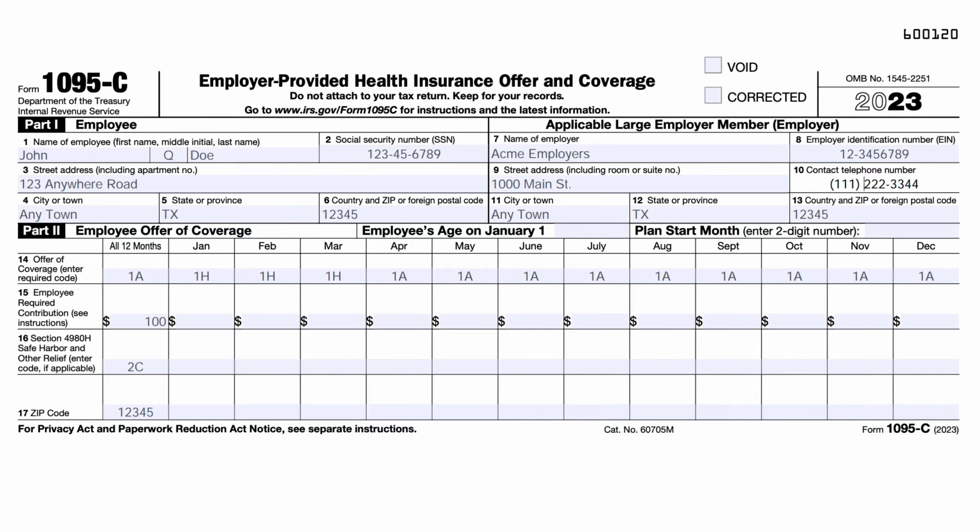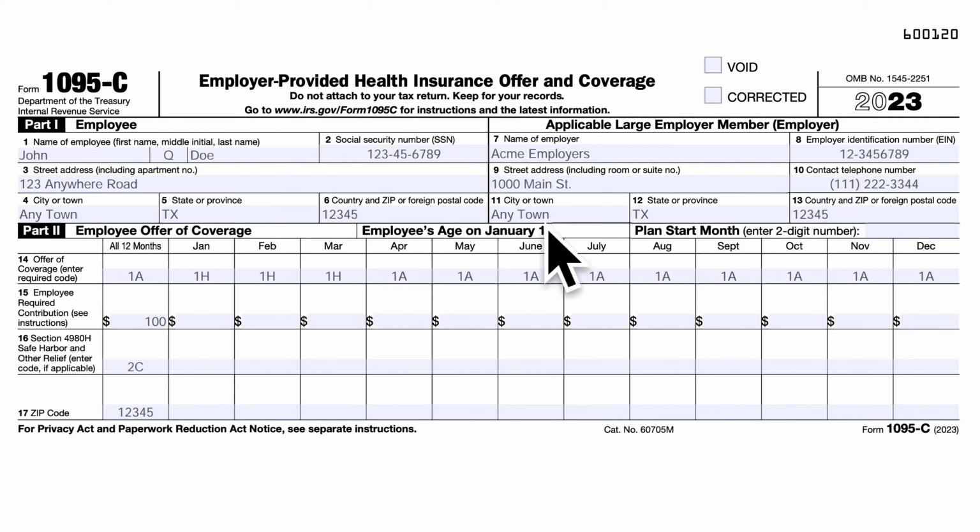If they haven't received it, it's due to employees by January 31st of the year following the year of coverage. So for the 2024 tax year, this would be due to individual taxpayers no later than January 31st, 2025. So in part two, there's the employee offer of coverage.